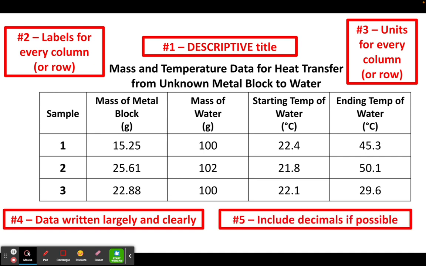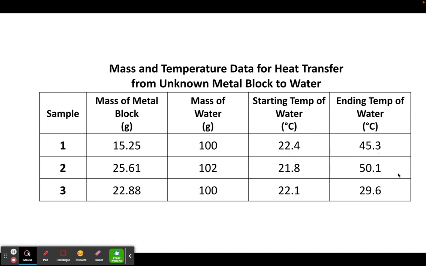And then include decimals if possible, right? Again, this is going to depend on your measuring instrument. Different measuring instruments are going to measure to a certain number of decimal places, and you want to make sure that you have the correct number of decimal places that your instrument allows. So if your instrument allows 2 decimal places, for example, in the block here we have 15.25, and you just write 15, that's going to be a problem, right? So make sure you write the proper number of decimal places that your instrument allows.